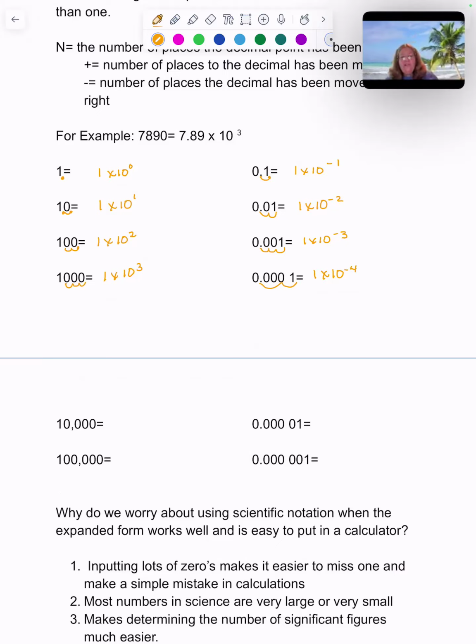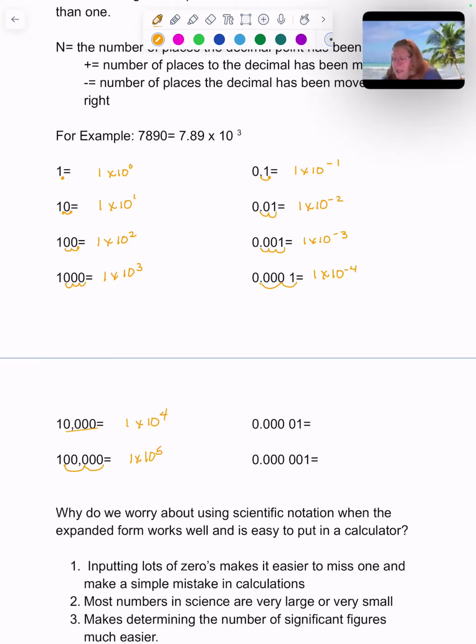Okay, let's go ahead and check these works. 10,000 is greater than 1, so we know it's going to have a positive exponent. We're going to move it 4 times, so 10 to the fourth power. Here we're going to move it 5 times, 1 times 10 to the fifth power.